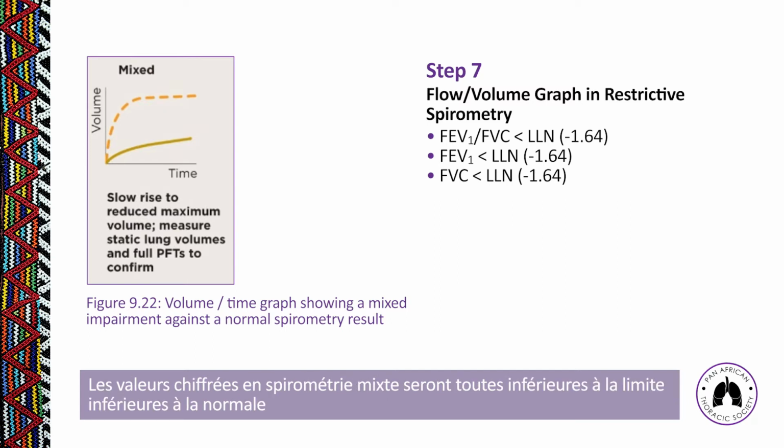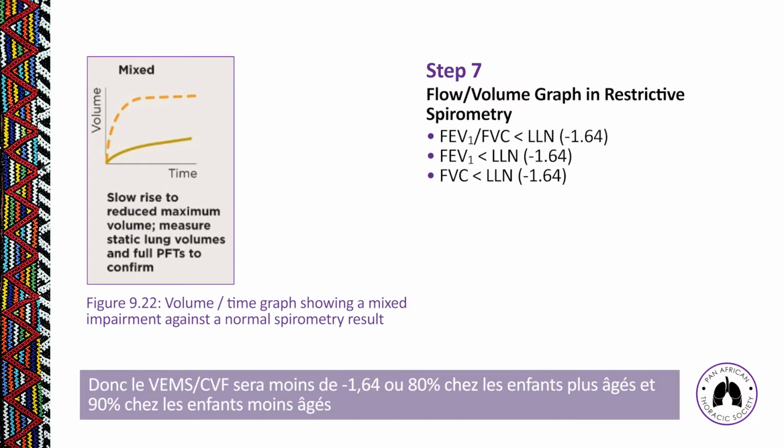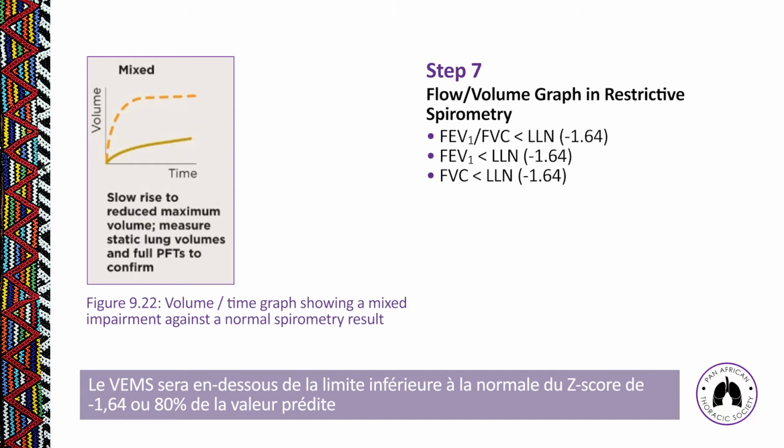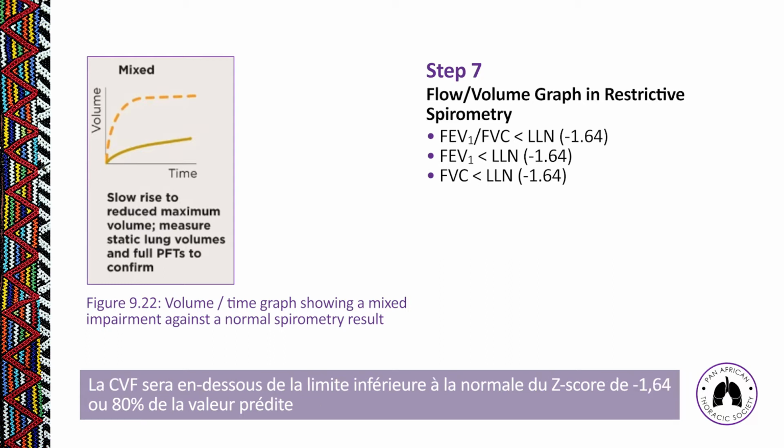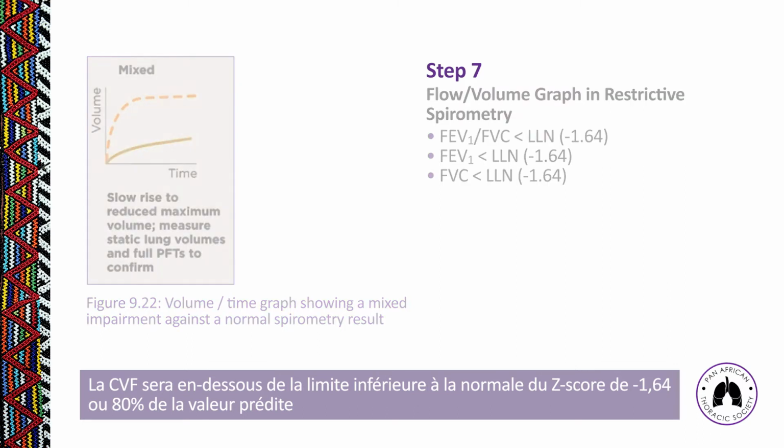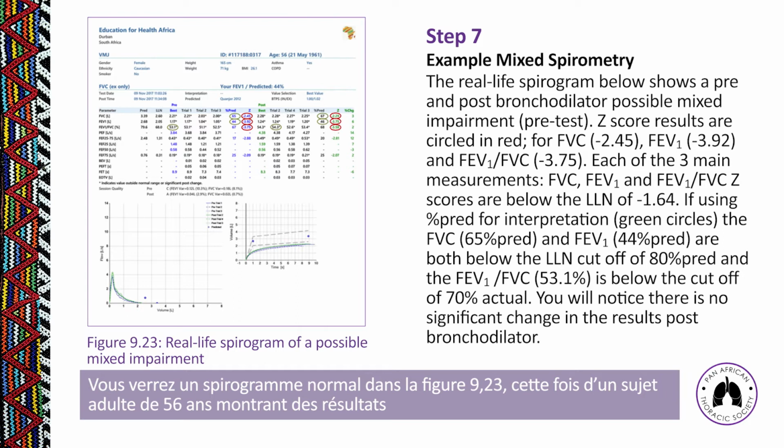The numerical values in mixed spirometry is everything will be lower than the lower level of normal. So the FEV1 to FVC ratio will be less than minus 1.64 or 80% in older children or 90% in younger children. The FEV1 will be below the lower level of normal of a Z-score of minus 1.64 or 80% of predicted, and the FVC will be below the lower level of normal of a Z-score of minus 1.64 or 80% of predicted.